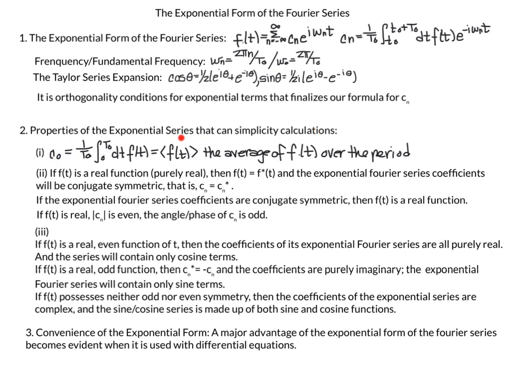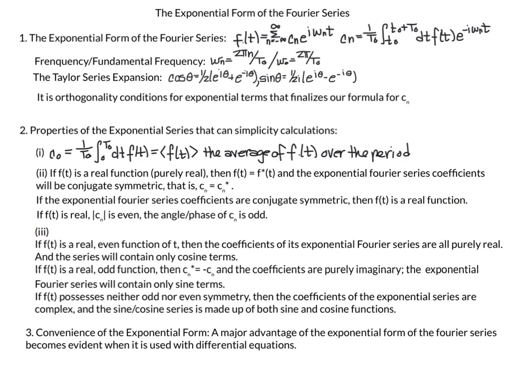First, your c naught is equal to the average value of f of t over the period. Second, if f of t is a real function, that is, it's purely real, the sine part is 0, then our function is equal to the complex conjugate of the function, and the exponential Fourier series coefficients will also be conjugate symmetric. That is, our coefficient is going to be equal to the complex conjugate of the coefficient. The converse of the statement is also true. That is, if the exponential Fourier series coefficients are conjugate symmetric, then f of t is a real function. And I think I wrote this out here.